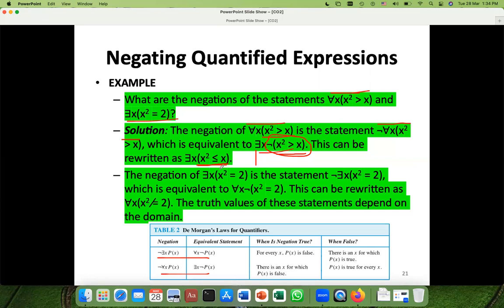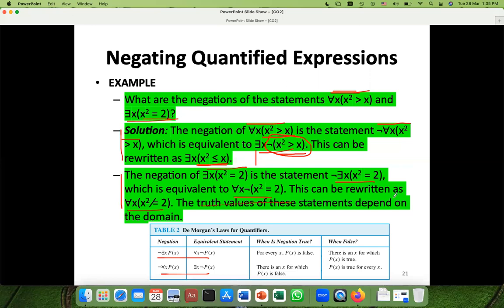Similarly, for the second part: there exists x such that x square is equal to 2. Now this is the statement. Put the negation symbol, move the negation symbol, then there exists will be converted to for every. For every x, negation of x square is equal to 2. What is the opposite? Not equal to 2. So in these two steps, you have shown the negation of these statements, and this is the answer.